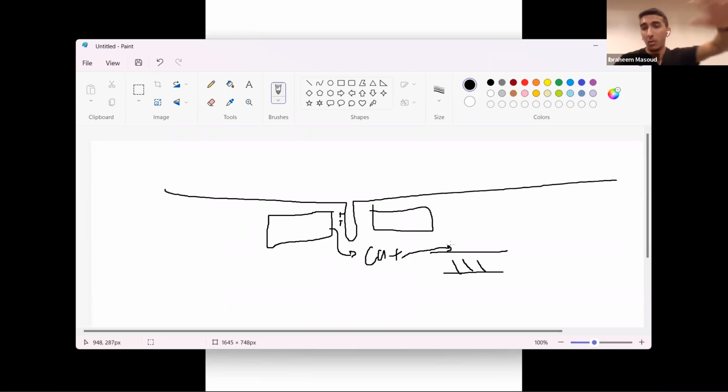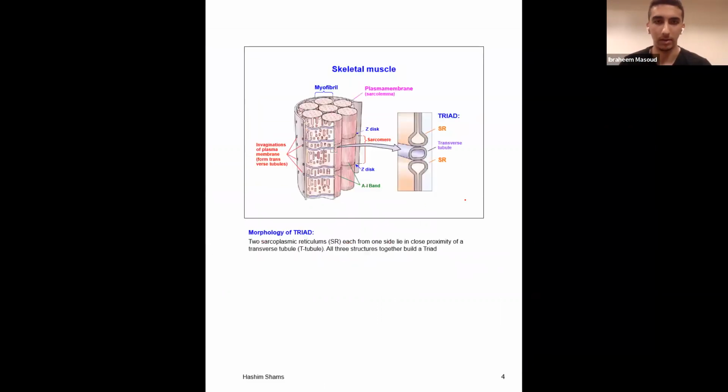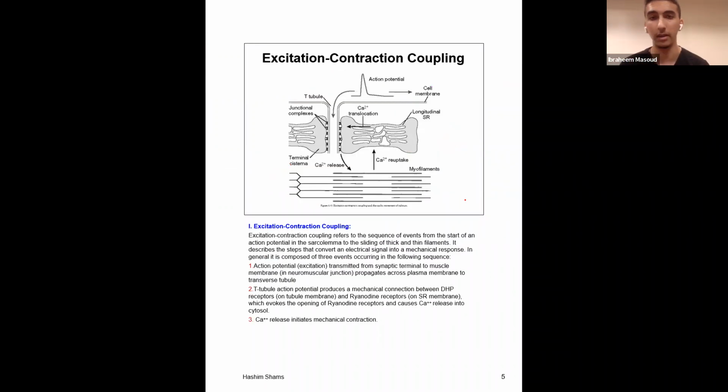Anyway, we said that when the site is exposed, the myosin attaches to the actin. Now I'll explain how exactly this happens. This is what I explained to you: the triad, the SR, and the transverse tubule. The action potential goes there, the receptor is open, calcium leaves, calcium goes to actin, exposes the binding site, and myosin binds to actin. There are still some details I will get to, but this is the general idea.